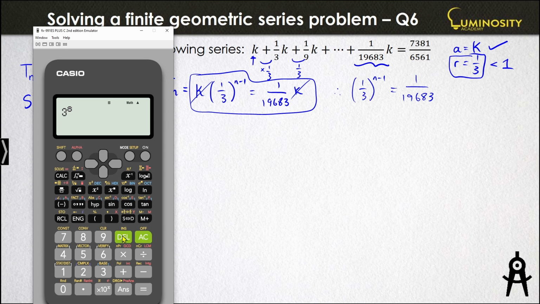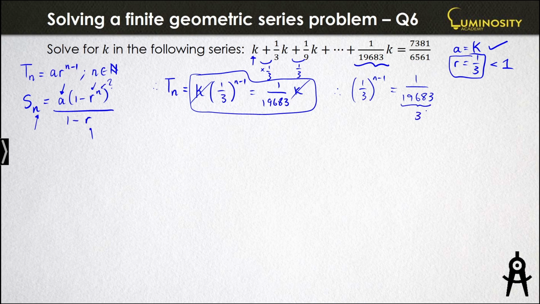Let's try another one. Let's say 3 to the 10. Ooh, 59,000. That's way too big. So we tried 8 and we tried 10. So let's try 9. Oh, isn't that lovely, right? So therefore, this number here is 3 to the power 9. So therefore, you have 1/3 to the n minus 1 equals 1 over 3 to the power 9. But we can rewrite that using exponential laws. That can be written as 1 over 3 all raised to the power 9.